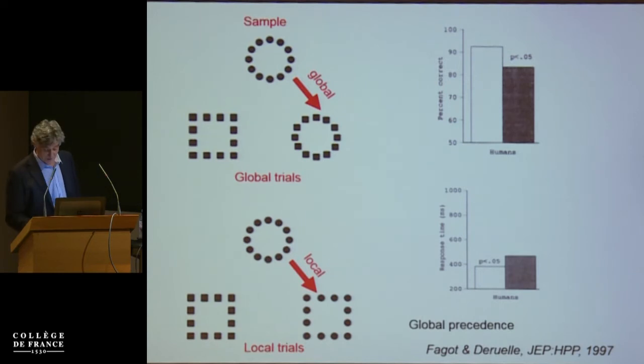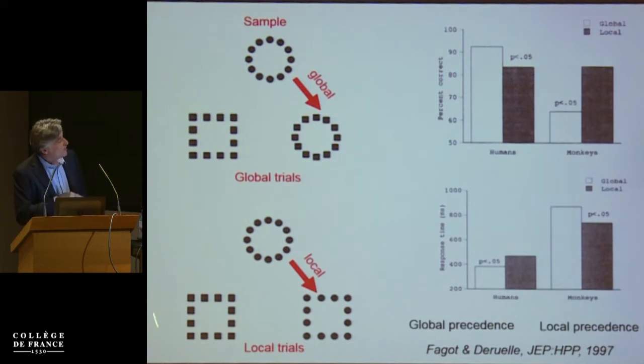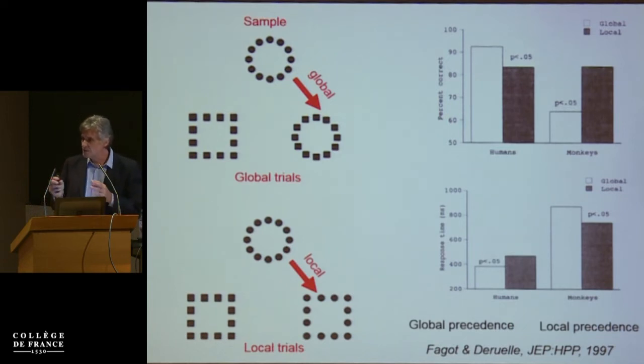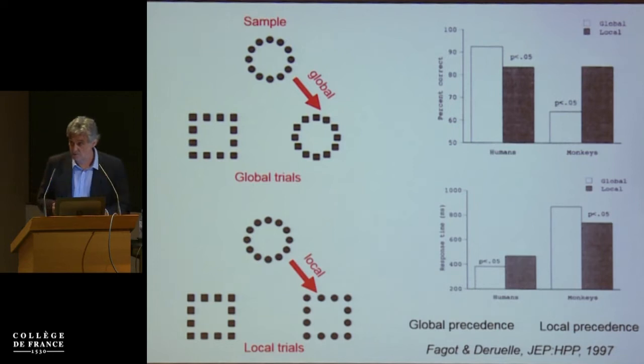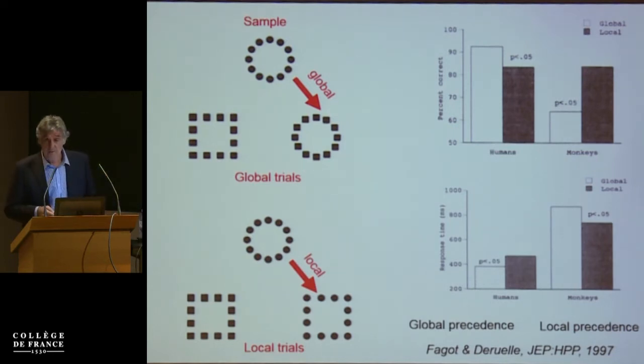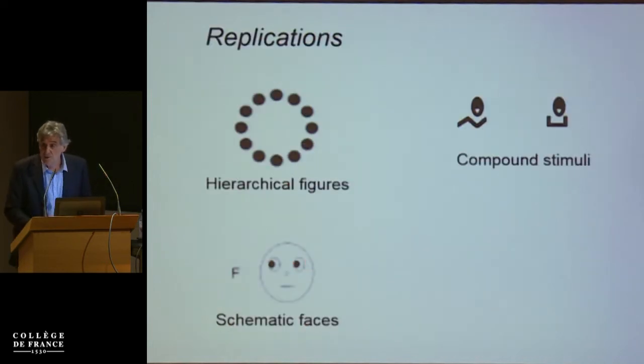What about baboons? Well, we just get the opposite effect. Baboons are better at the local level, so this kind of trial is easier for them than that one. So they are actually better for local trials, and also faster for these local trials. So that suggests that there is at least probably an attentional difference here between humans and animals. These baboons here seem to be more local. And this effect has been replicated many times.